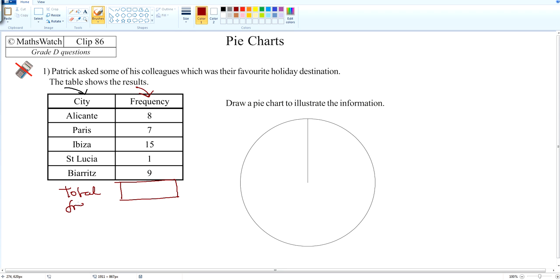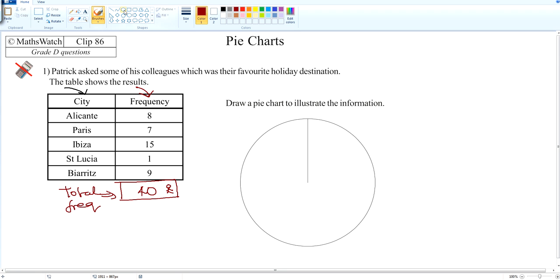So we need to know how many data items we have altogether. So we say 9 add 1 will give you 10. 10 add 15 will give you 25. 25 add another 15 will give you 40. So we have 40 data items, or 40 people. So we use a little stick to represent people. Now we have to represent these 40 people on this pie chart.